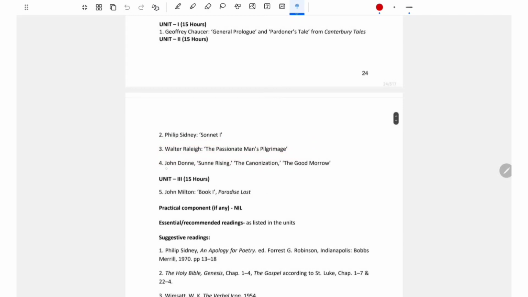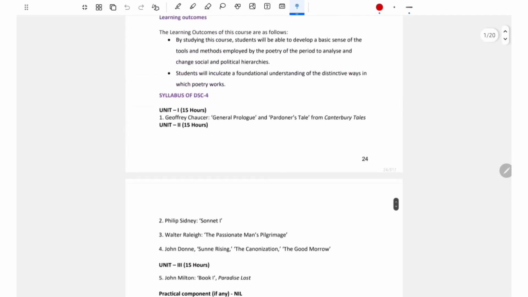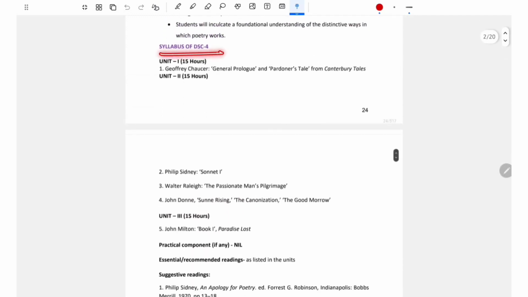And in this third section, we have this poet John Donne and his 3 poems, The Sun Rising, The Canonization and The Good Morrow. So in this second unit, second part of this paper, you have 5 short poems. And then in the third unit, again, there is one very huge poem, and that is John Milton's epic poem, Paradise Lost. Here again, you only need to study Book 1 of Paradise Lost, not the whole book. And that is all for your first paper. In the syllabus of DSC 4, you only have these 5 poems.